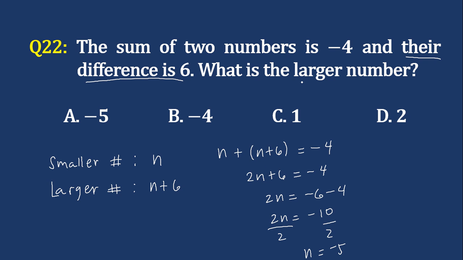Take note, we are looking for the larger number. The larger number is n plus 6. So we substitute n equals negative 5 here. So negative 5 plus 6 equals positive 1. So the larger number is 1. Letter C.